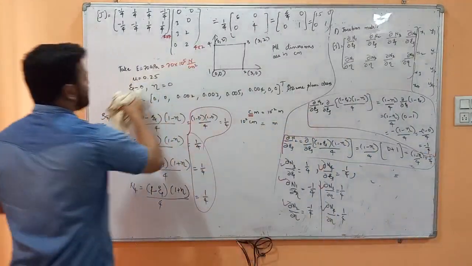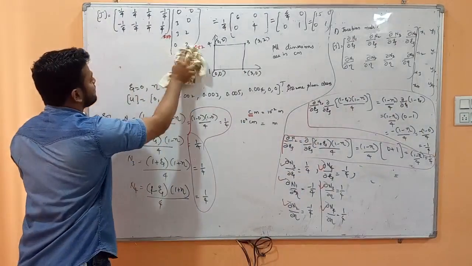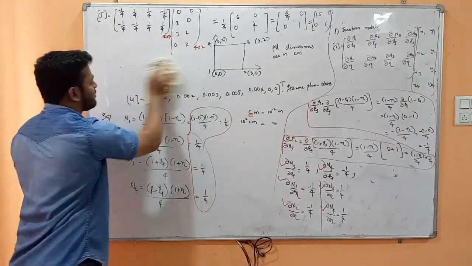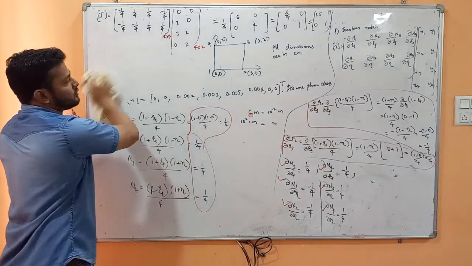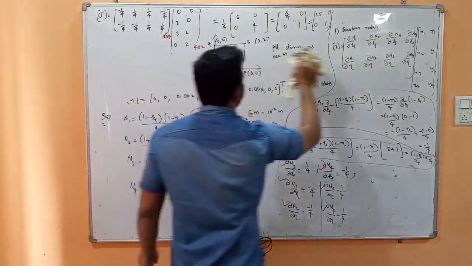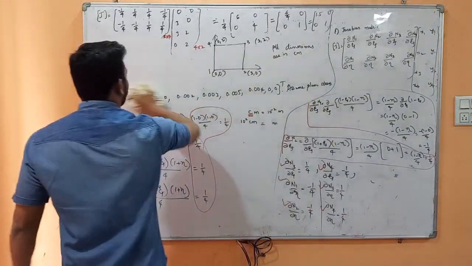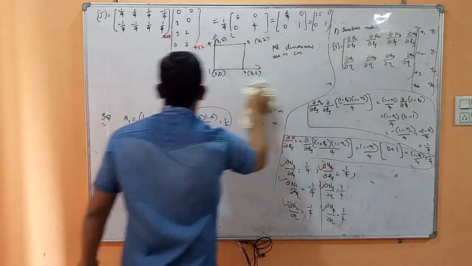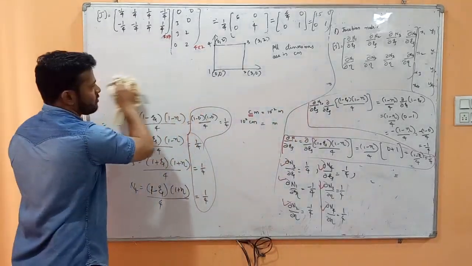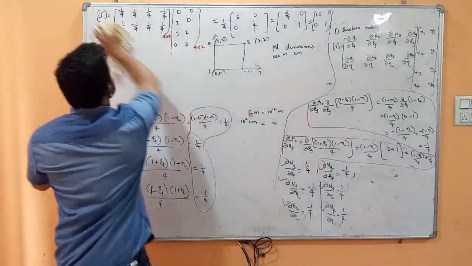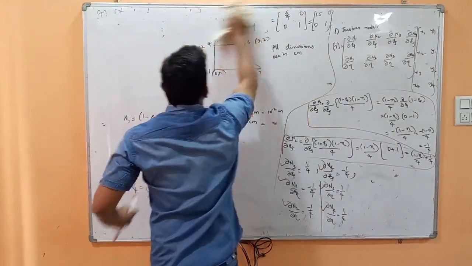So I am erasing this part, just remember what is given in the question. Okay, I'll erase this Jacobian matrix because the space is not sufficient here.